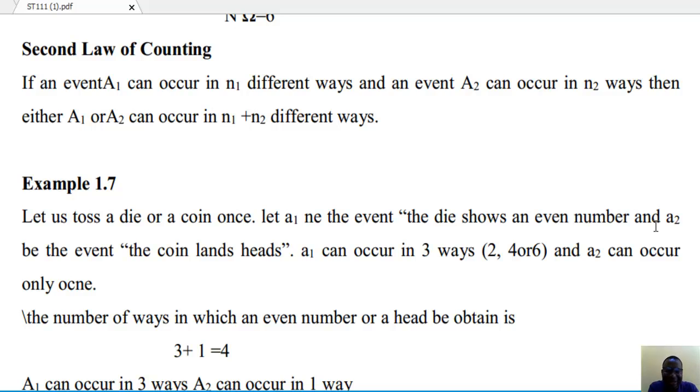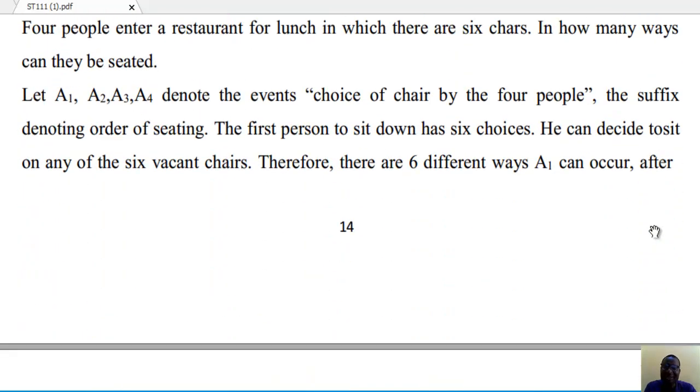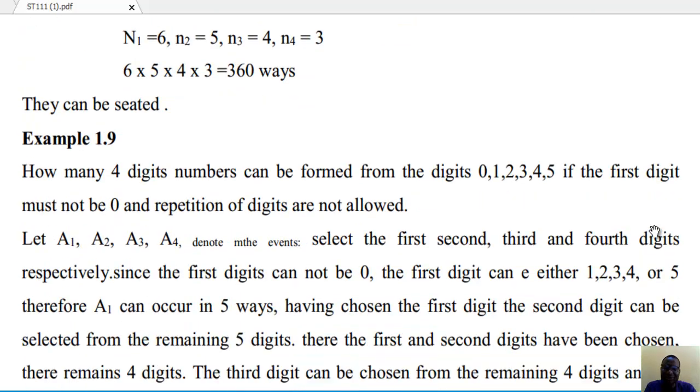A2 be the event that the coin lands head. So A1 can occur in 3 ways for a die, which is 2, 4 or 6, and A2 can occur only once. So the number of ways in which an even number or a head can be obtained is 3 plus 1, which is 4. So I want you to look at this example, study it, and write it down yourself.